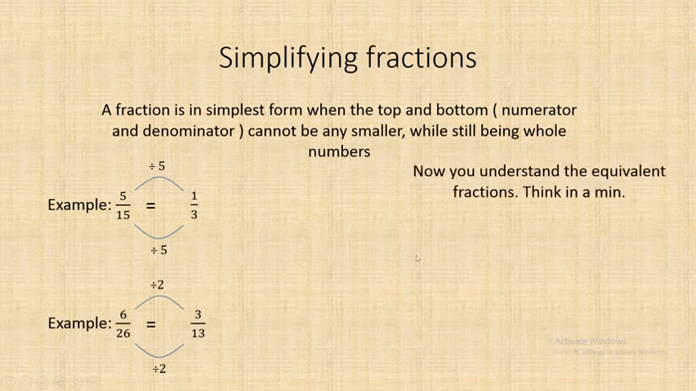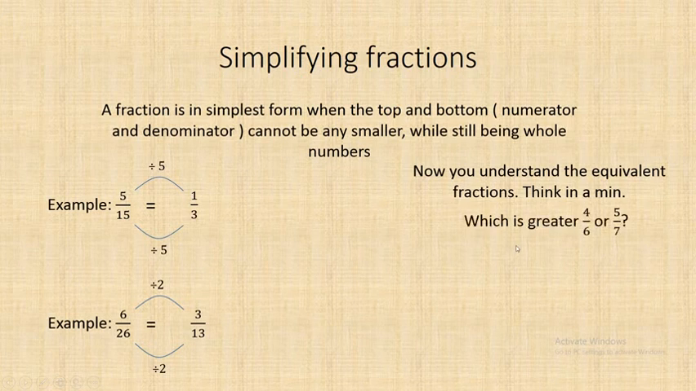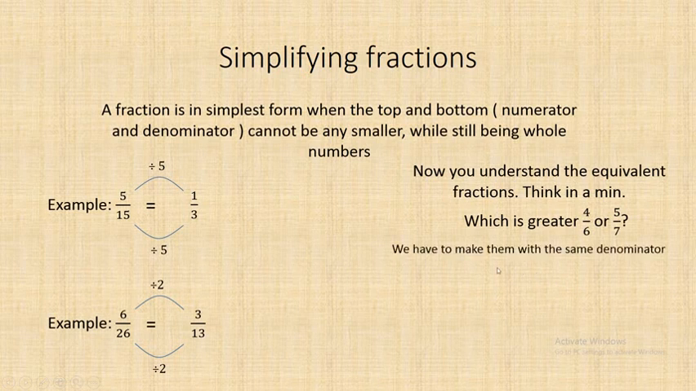Okay, let's have another thing. You understand equivalent fractions right now, but I need you to think for a minute about this question. Which is greater, 4 over 6 or 5 over 7? First, to be able to compare these fractions, you have to make the denominators the same. So what is the number that I can make the denominator the same with? Like what is the number that is in both times tables, 6 and 7? The LCM, I mean. For 6 and 7, the LCM is 42. So we have to make the same denominator, 42.